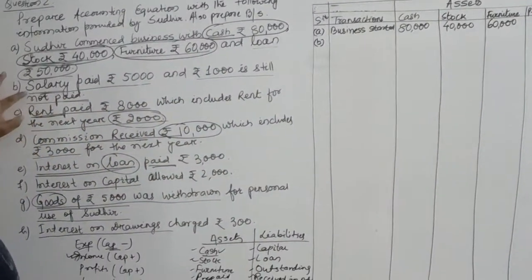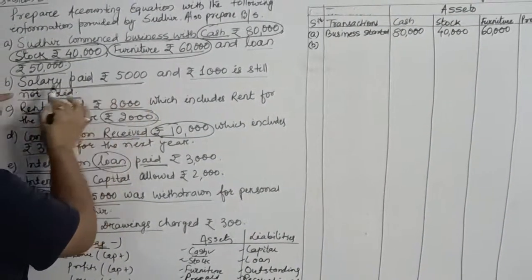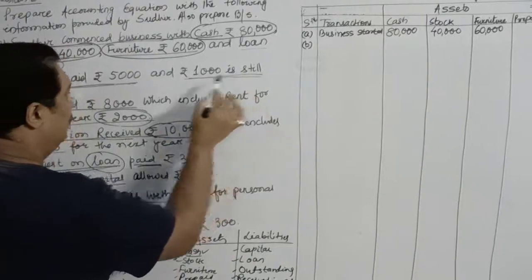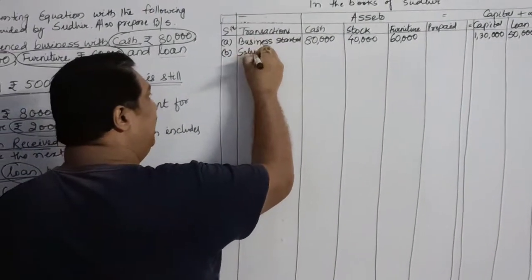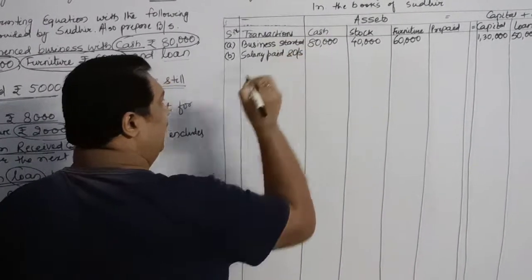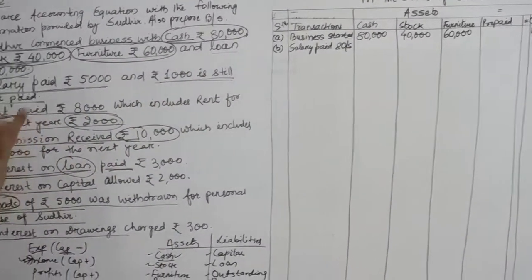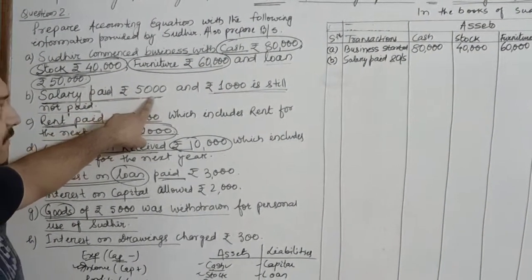Now the second one, you can just write part by part, salary paid and outstanding. So over here you can write salary paid and outstanding. Let us solve the first part. What is it? Salary paid rupees 5,000.